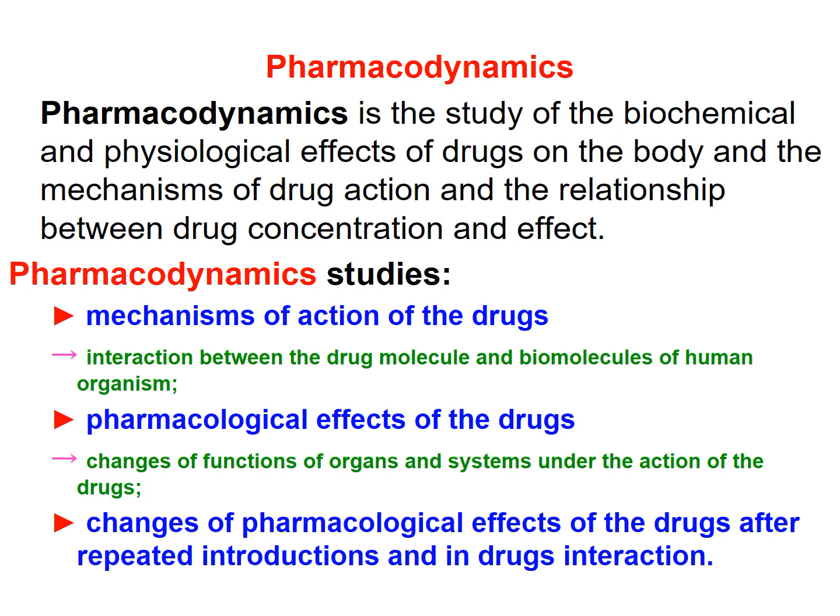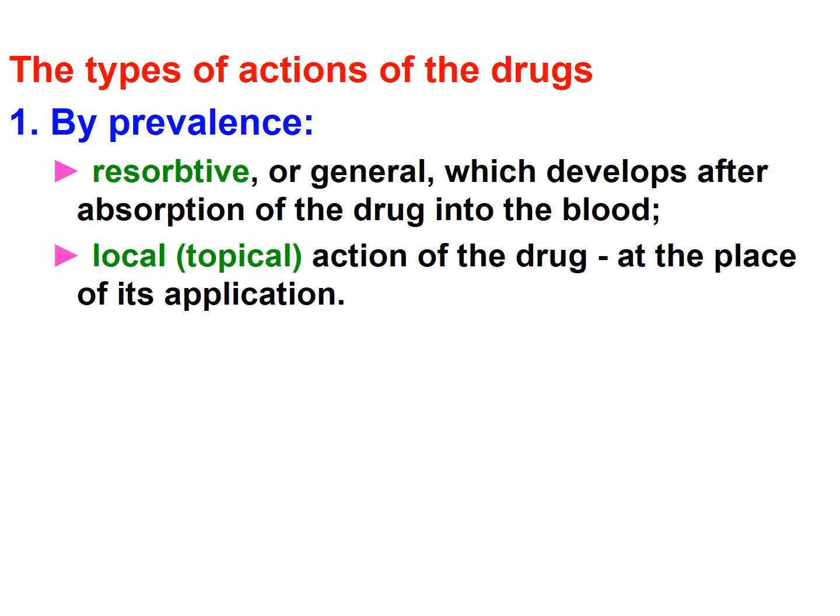So how do the drug molecules interact with these receptors in the human body? Secondly, pharmacodynamics studies the pharmacological effects of the drugs: what kind of changes of different functions of organs, systems or cells occur under the action of the drug. And finally, pharmacodynamics studies the pharmacological effects of the drugs in case of repeated introductions, or in case of drug interaction when we use two or more drugs simultaneously.